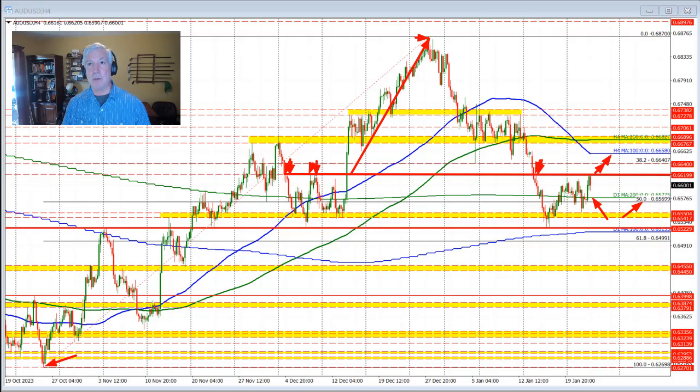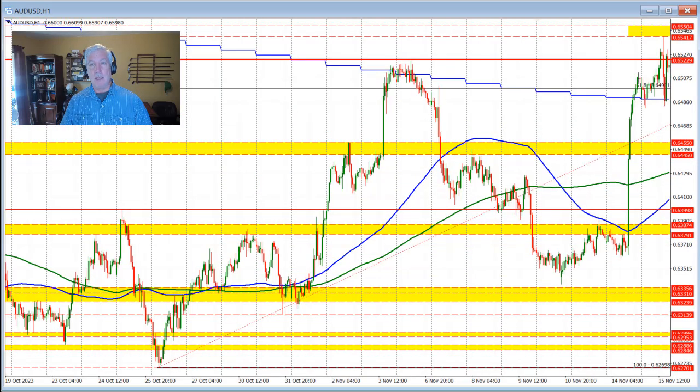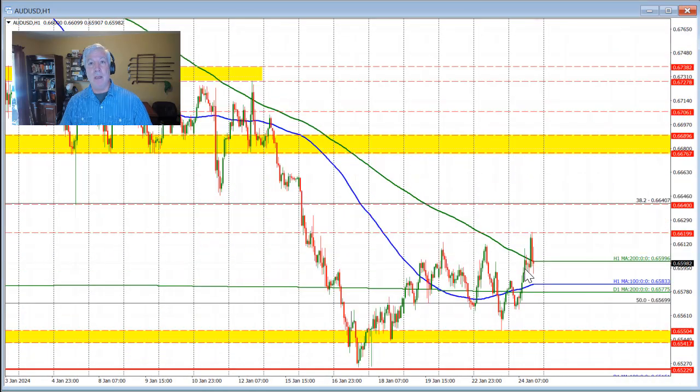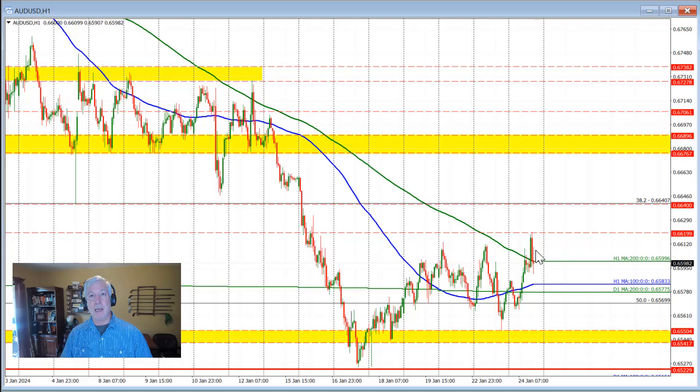The level comes in at 0.6577. Let's take a quick look at the hourly chart to see what that is telling us. And we can see that the price action has been above and below the 200-hour moving average. No, it's not all that great.